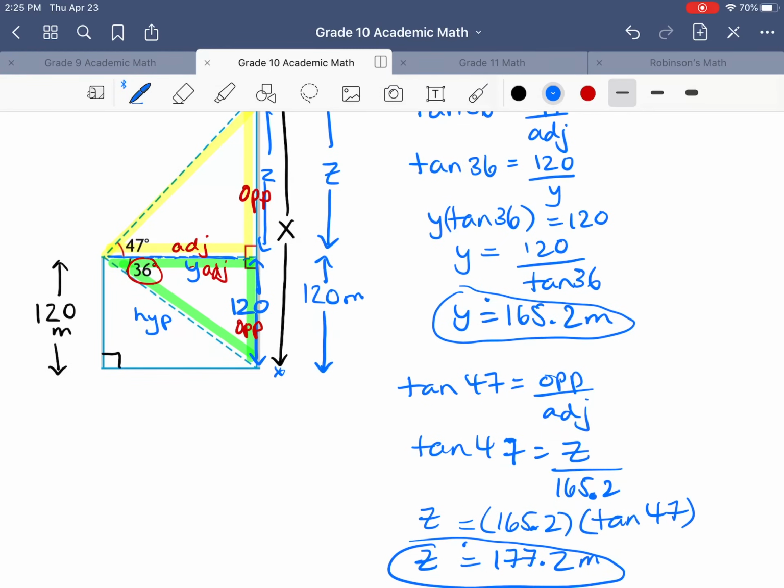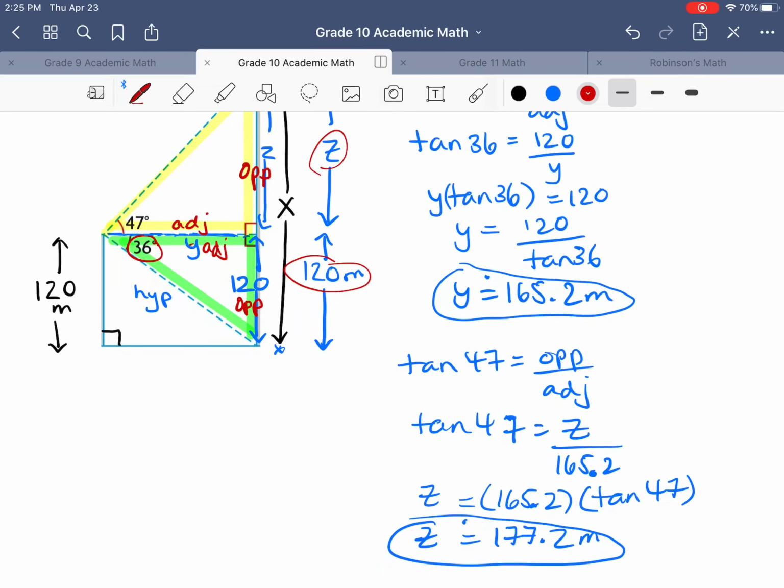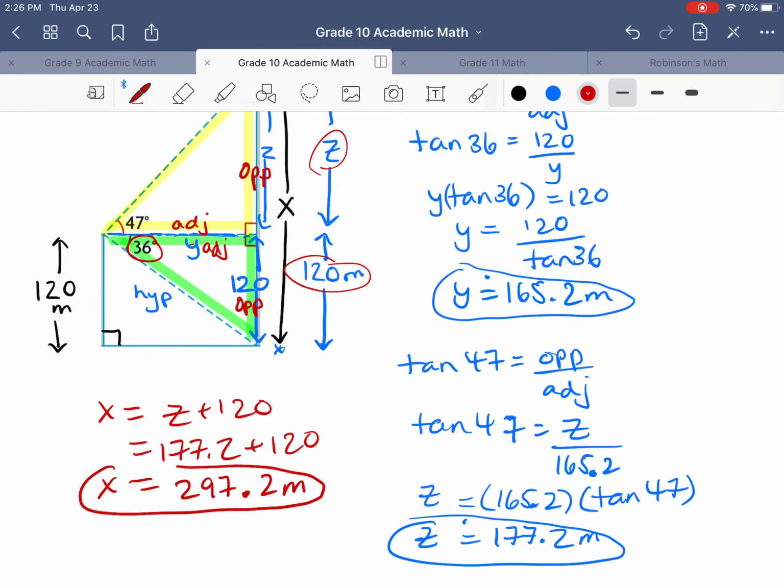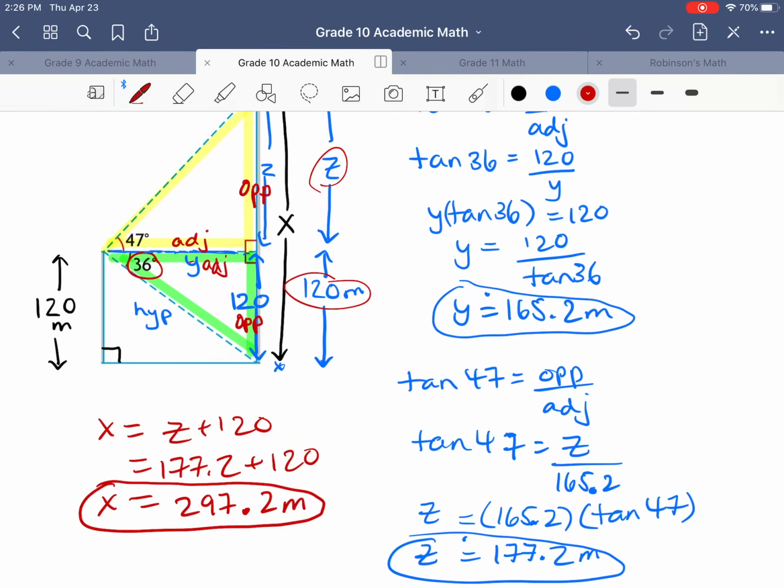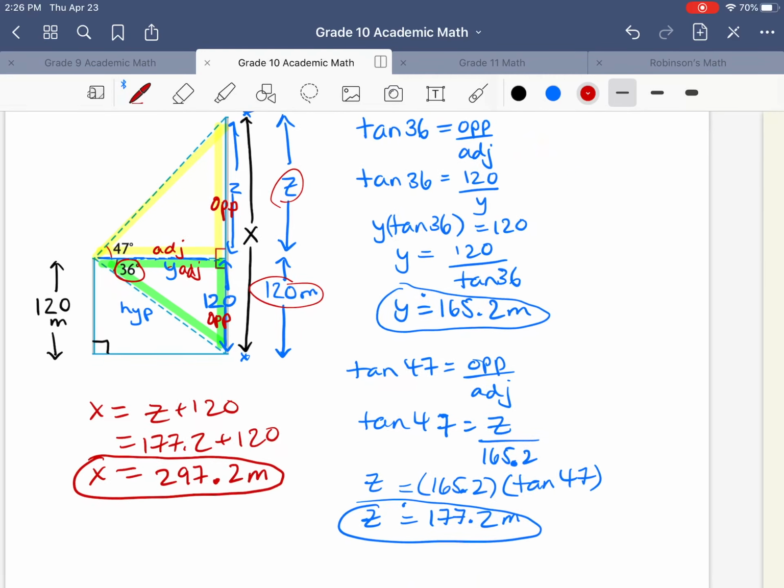Now that we have found z, we can add it to 120, and then we can get x. So x is equal to z plus 120. That gives us a final answer of 297.2 meters. So we solved for x here. We had to do a few extra steps, and we had to recognize that our two triangles, the yellow and the green, shared that common side y.